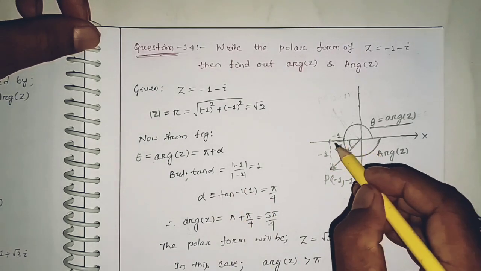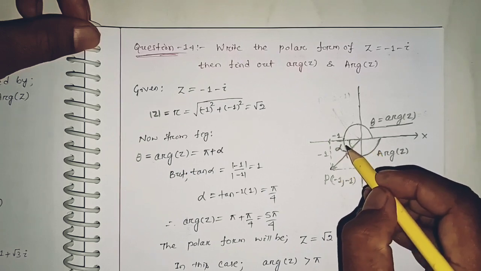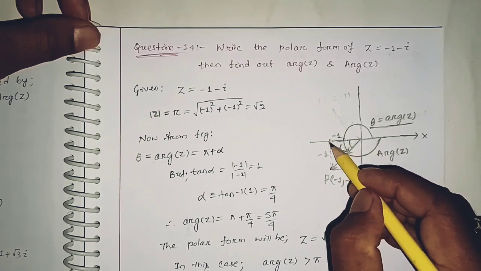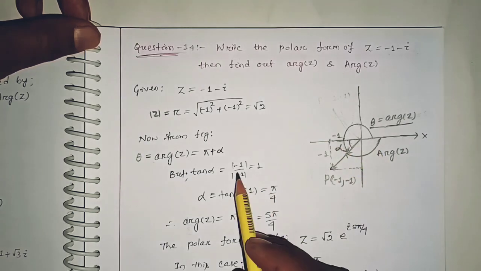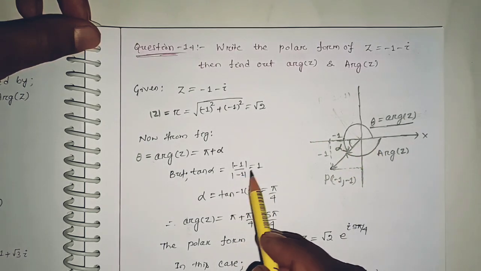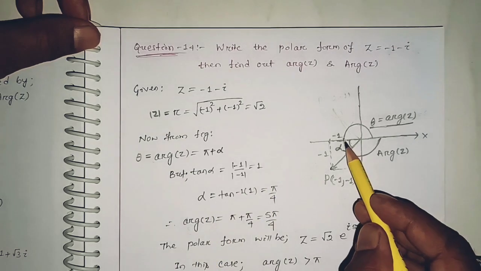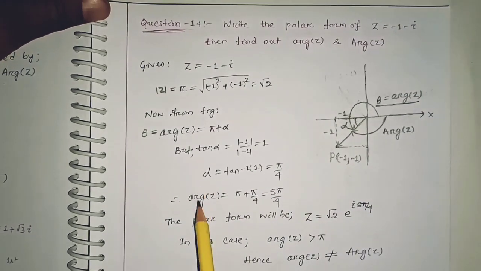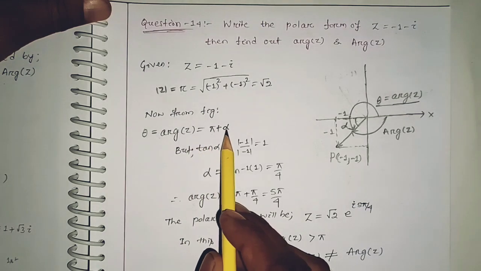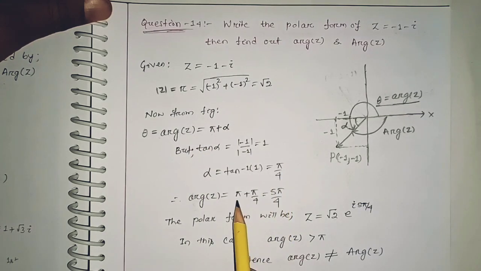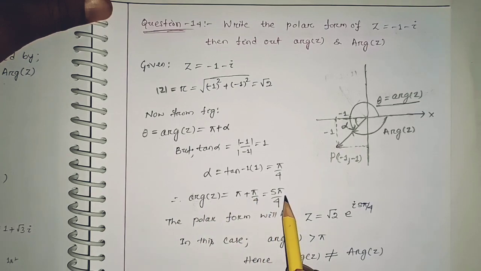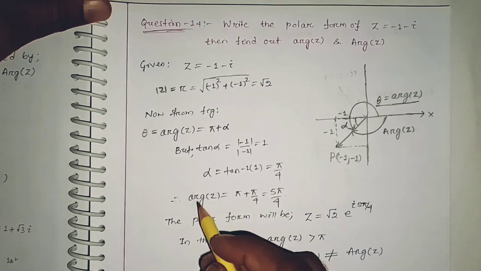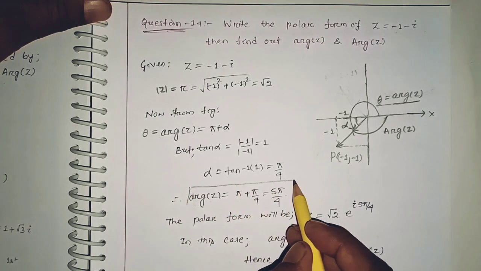If I consider this triangle, then tan alpha is y by x. This is the height and this is the base of the triangle. So modulus of -1 by modulus of -1 will be equal to 1. So this angle alpha will be tan inverse 1, which is pi by 4. So the argument of z will be pi plus alpha, and alpha is pi by 4. Hence the argument of z will be pi plus pi by 4, which is 5 pi by 4. This is the argument of the complex number.